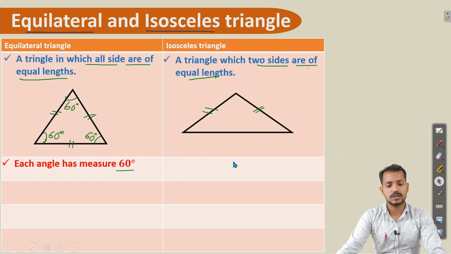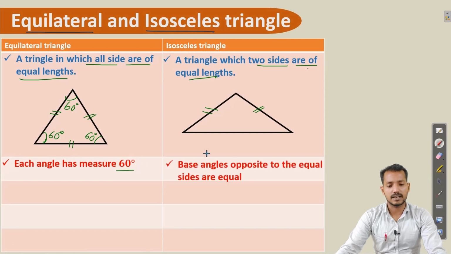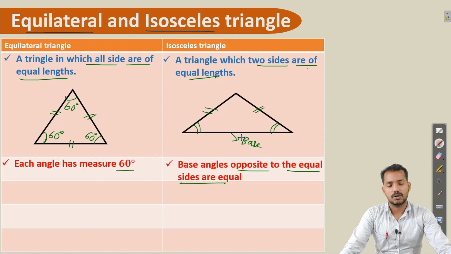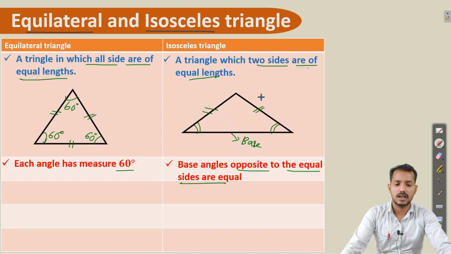While in the case of an isosceles triangle, the base angles, opposite to the equal sides, are equal. That means these two angles are equal, the base angles. These are the two base angles, and this side is generally known as the base. All sides are base with respect to the altitude, but for an isosceles triangle, this is the base. And this angle is called the vertical angle. And these two are base angles, equal angles.